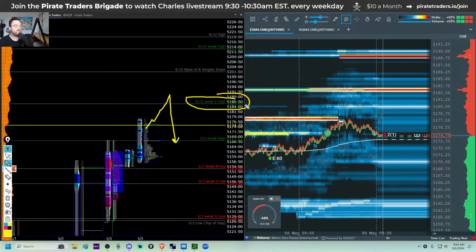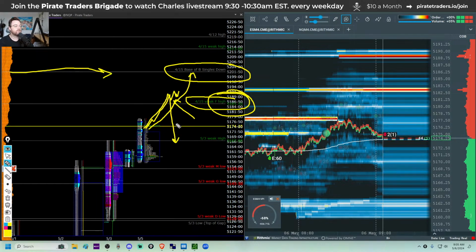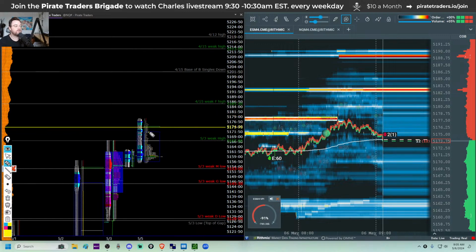If not, if it is able to get above 51.85 and bring in new buyers and get support up there above that level, well, then I would assume it is heading to test the base of the single prints down at 52.01. Okay, so again, gap and go takes us to 85. Support above 85 takes us to 52.01. Now, that will likely act as resistance. So that might be all the market is able to do today, is just get up there, tag that, and then it runs out of steam and comes back down.